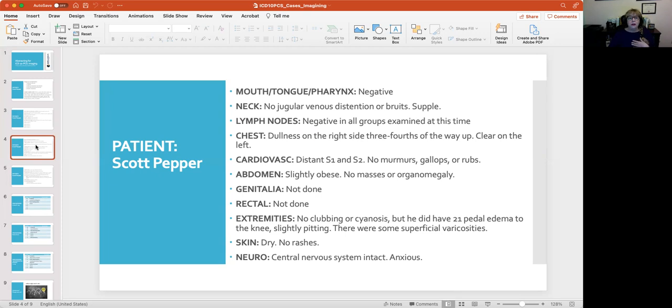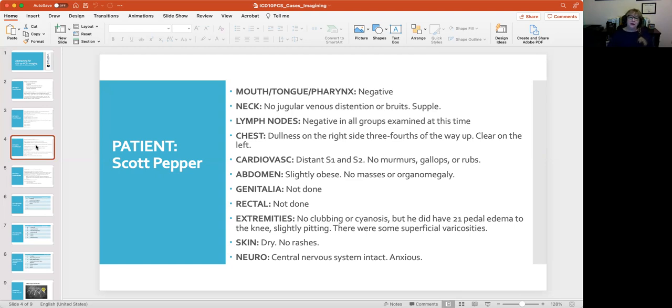Chest, dullness on the right side, 3/4 of the way up, clear on the left. So we have already established that he had right-sided pleural effusion. Remember, pleural, lung, right? Pleural effusion is the passage of fluid through the tissues, okay? Cardiovascular, distant, S1 and S2, no murmurs, gallops, or rubs. That's a good thing.